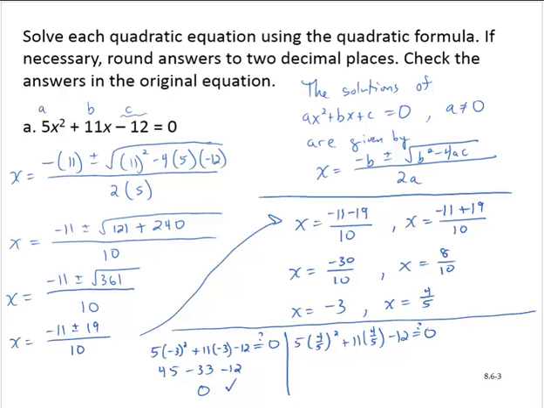And of course, if you wanted to work with decimals here, you could. Just use 0.8 instead. So let's see, 5 times 4/5 squared is 16/5, plus 44/5 minus 12. 16 plus 44, that is 60. 60/5 is 12, and 12 minus 12 is 0. That checks out as well. And so I'm confident in my two solutions.